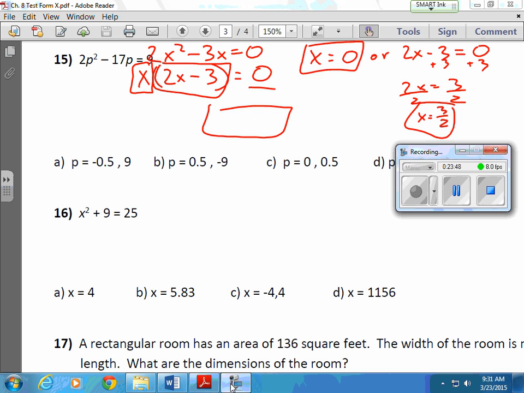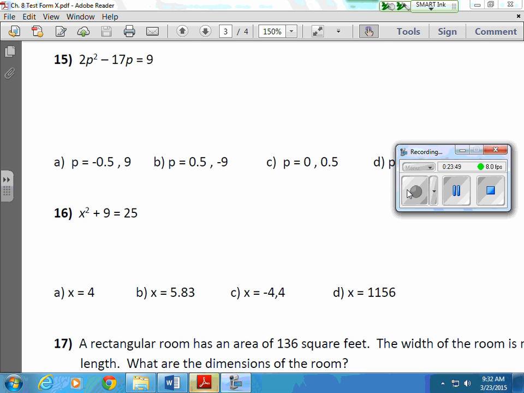I tricked some people. Set it equal to 0, get 2p squared minus 17p minus 9 equals 0. Factor out anything they have in common? Nothing. 2, 17, and 9 have nothing in common. They don't all even have the same variable. So I go straight into my t-chart, try to factor this. I'm going to have to do it by grouping because there's a 2 in front of my squared term.